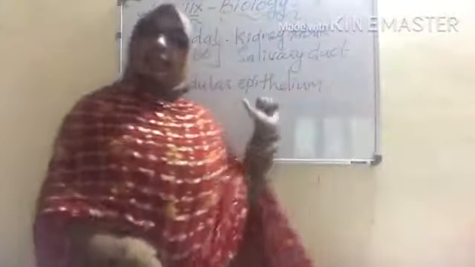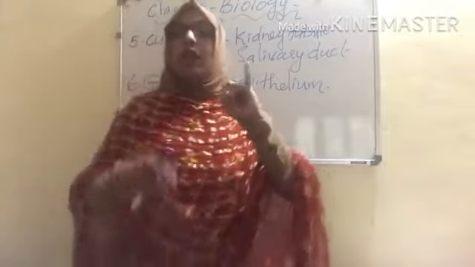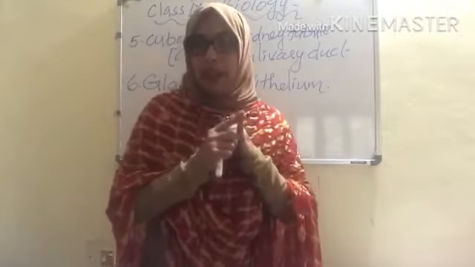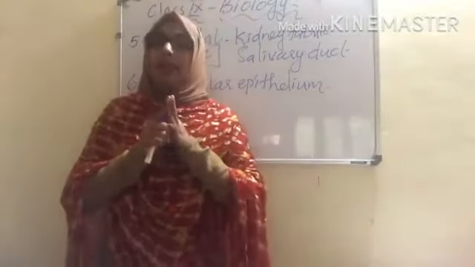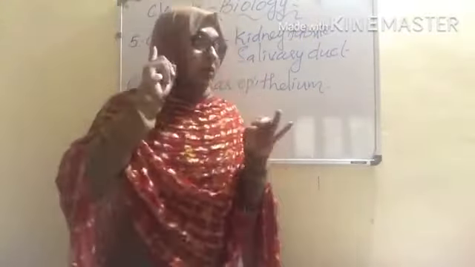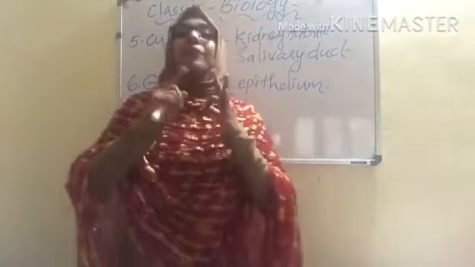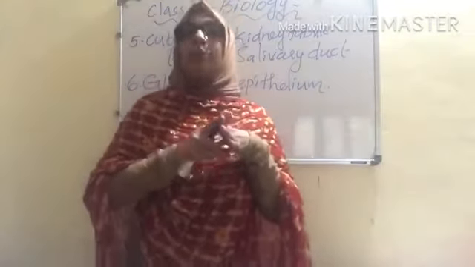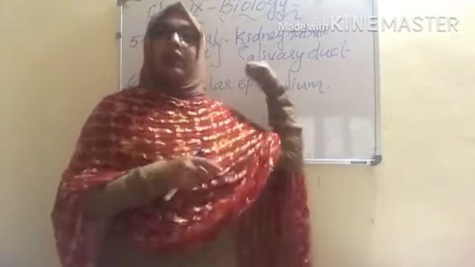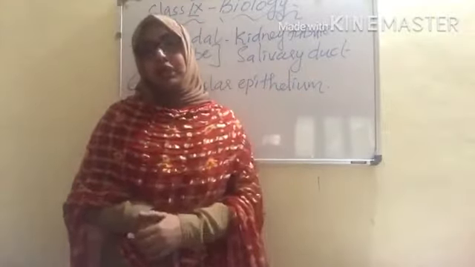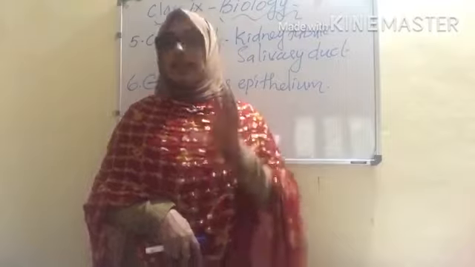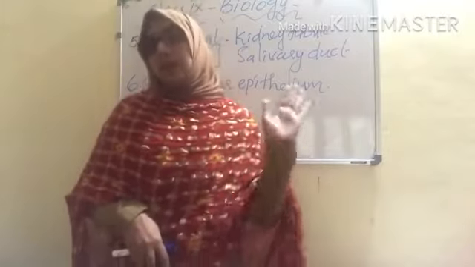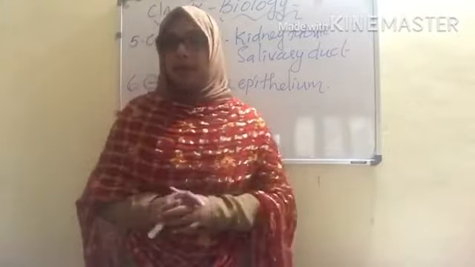So, we discussed, more or less, 6 types of epithelium. First of all, simple squamous epithelium, then stratified squamous epithelium, then ciliated epithelium, then columnar epithelium, then cuboidal epithelium and glandular epithelium. You have to study along with these examples. Always it's a sure question. Always it will be asked along with the examples.